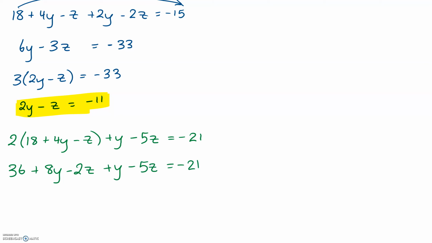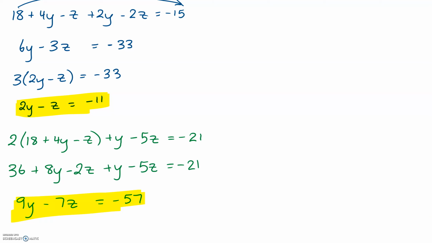Again, we'll simplify this, writing it similar to the equation I highlighted earlier up here. So we're going to have 8y plus y, which is 9y. Negative 2z minus 5z is minus 7z. And we've got negative 21 minus 36, taking that 36 across to the other side. That becomes negative 57. And obviously I can't simplify that any further, so I'll leave it as it is.